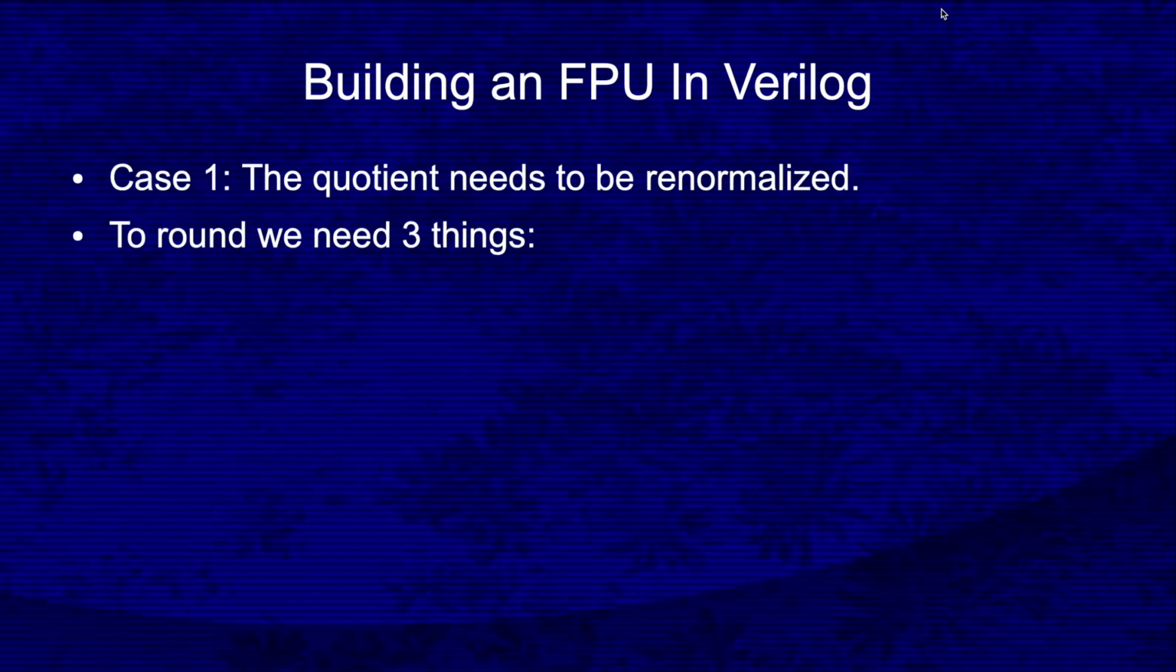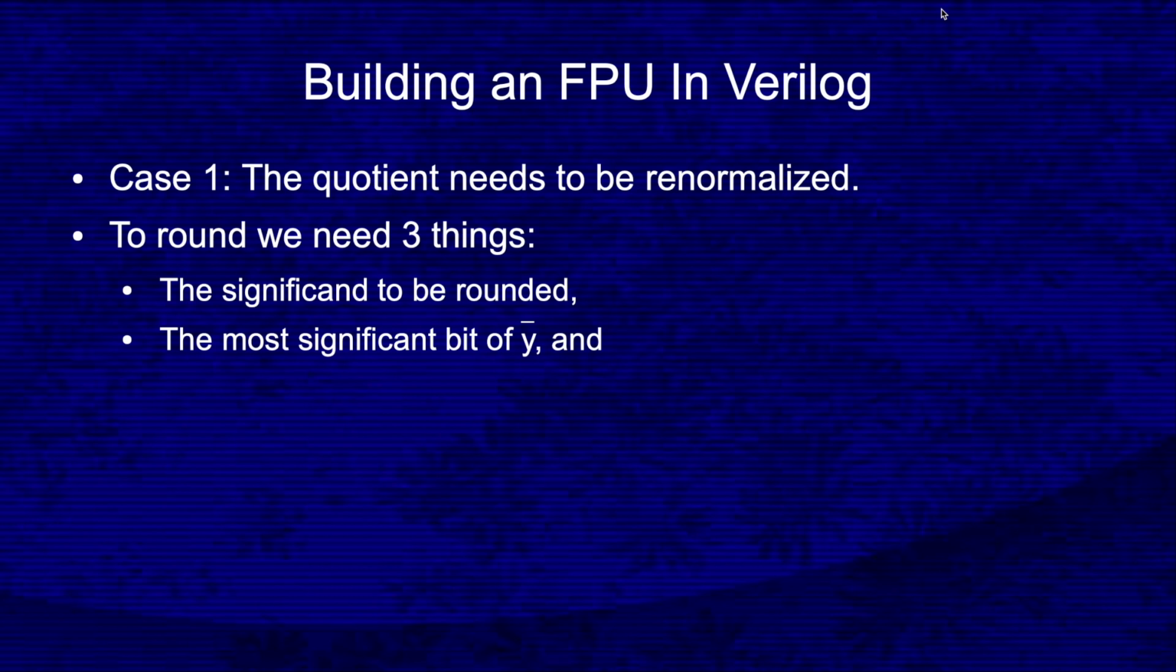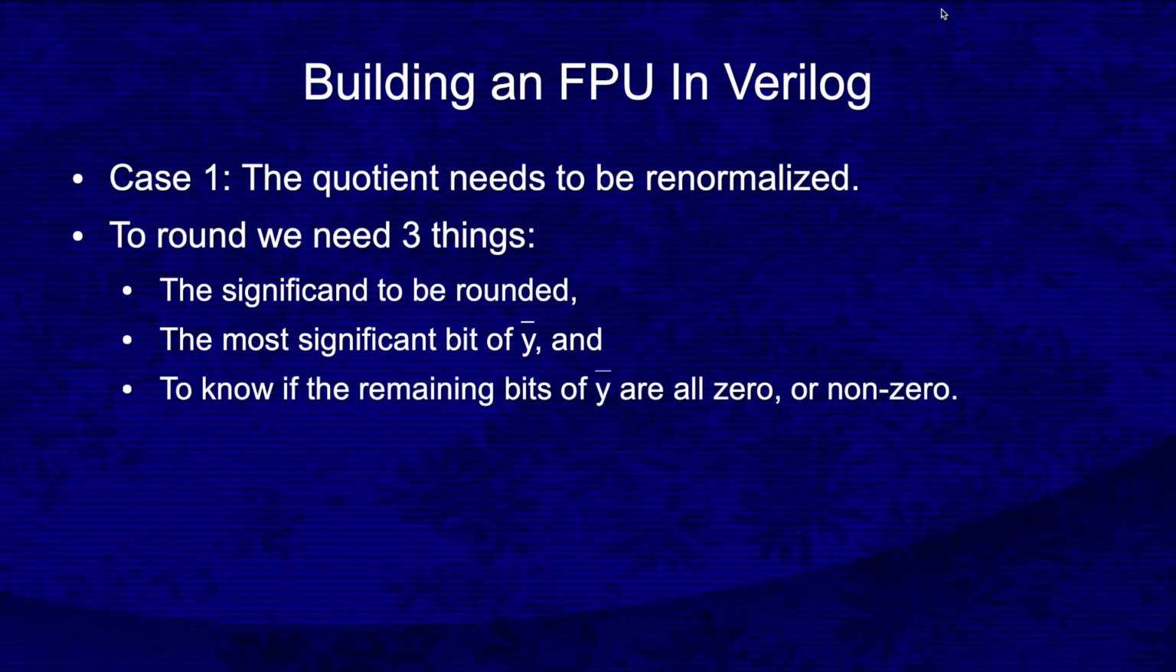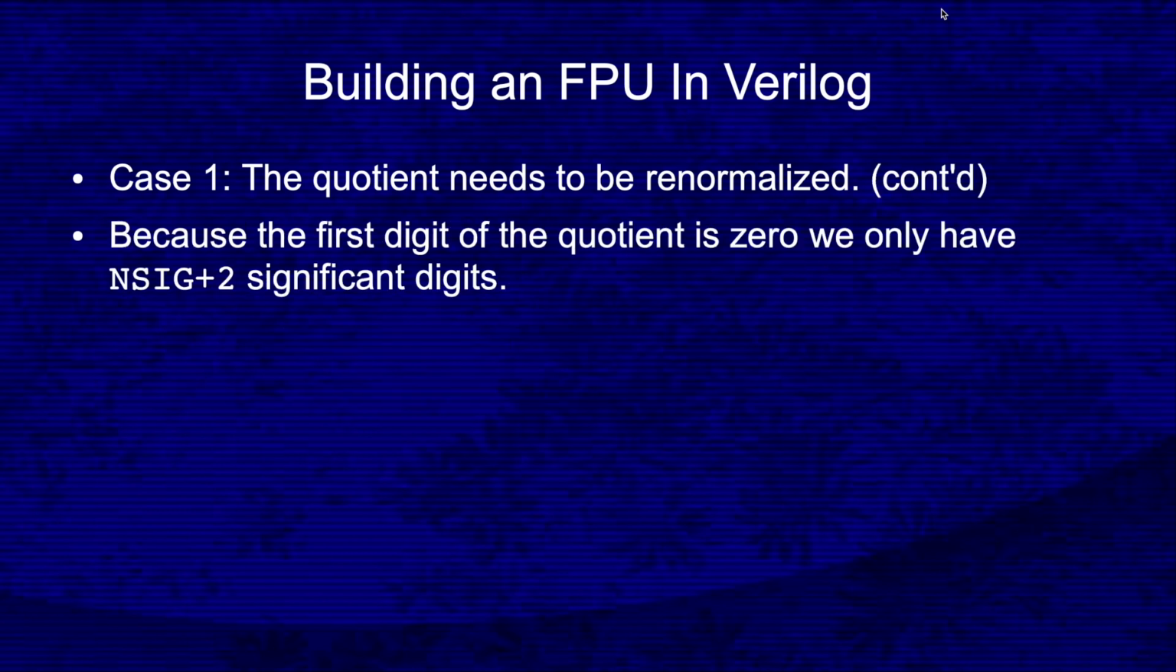Starting with the first case, to be able to round the significand, we need to have the significand itself, the most significant bit of Y bar, and we need to know if the remaining bits of Y bar are 0 or non-zero. After NSIG plus 3 iterations of computing the significand, because the first digit of the quotient is 0, we only have NSIG plus 2 significant digits.